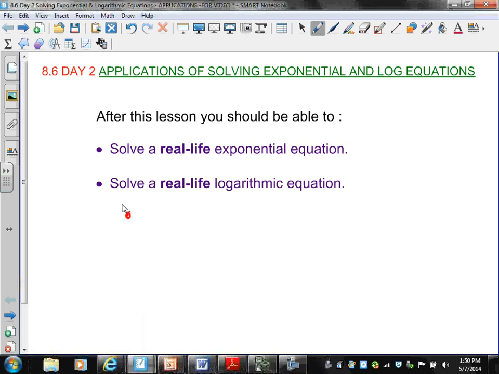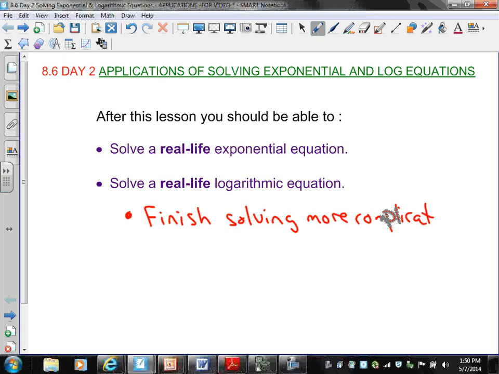I'm also going to add on that we're going to finish solving more complicated log equations. There are some things I left out last time, the more complicated ones. So we're going to do one or two of those right at the beginning, before we get into the actual applications.